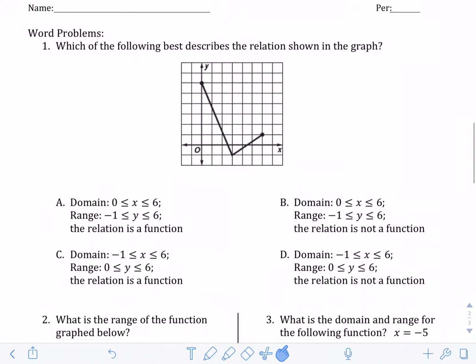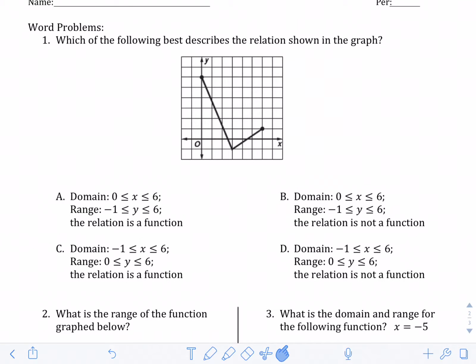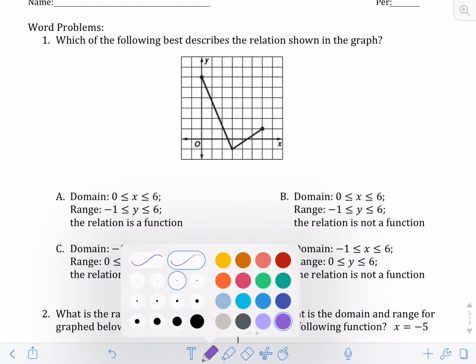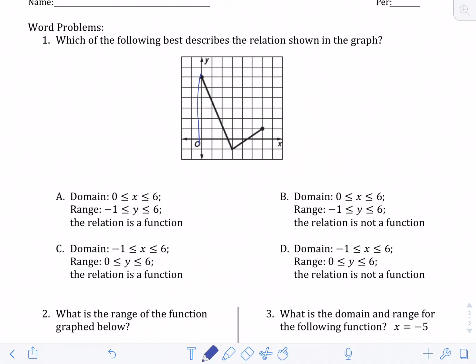Okay, so we got 3 word problems. Which of the following best describes the relation shown in the graph? First we're going to do domain. Domain, I always go from left to right. So domain here, I stopped at 0. So domain 0, check. Domain -1, wrong, C's out. And I stop over here. So that's 1, 2, 3, 4, 5, 6. So 6, yep, that's right. My range is the exact same thing between A and B, so I'm not worried about that.